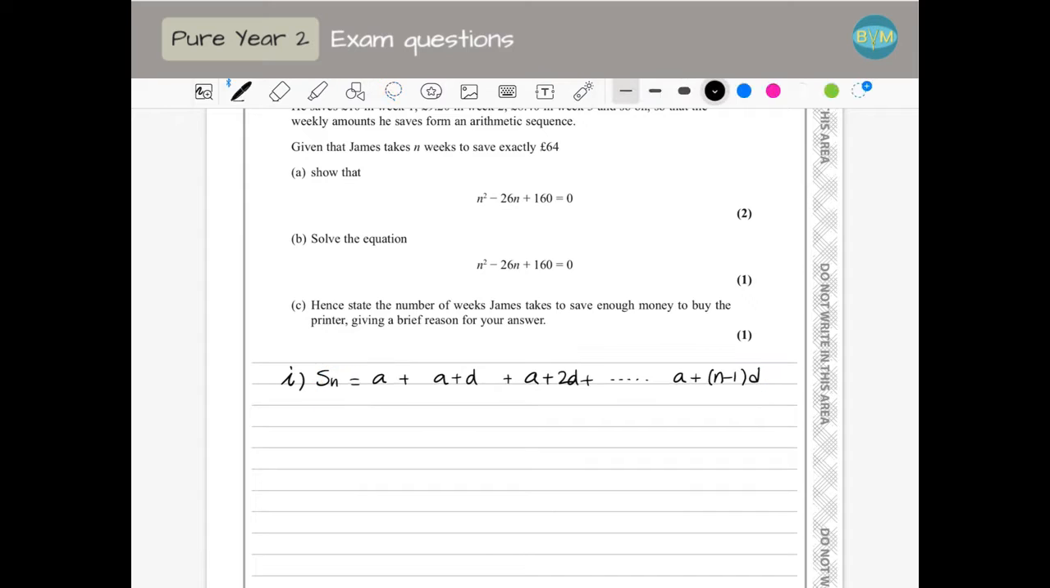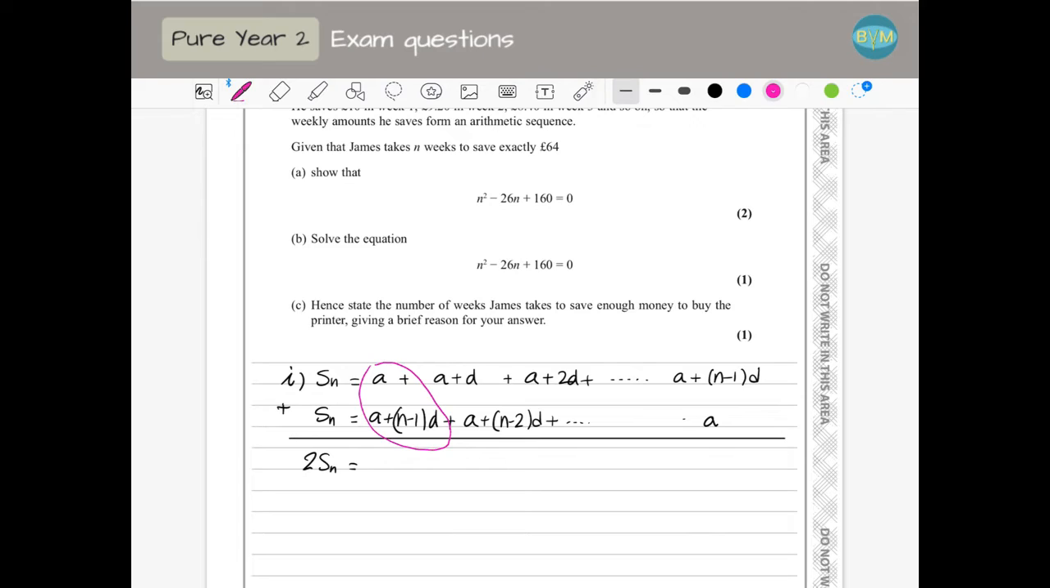So we are going to write the sum again, but we are going to start with the last term. So we have A plus (n minus 1)d plus A plus (n minus 2)d plus up to the last one, which is A. And then we are going to add them. So when we add them, on the left hand side I have 2Sn. And here what I'm going to do is group them in this way.